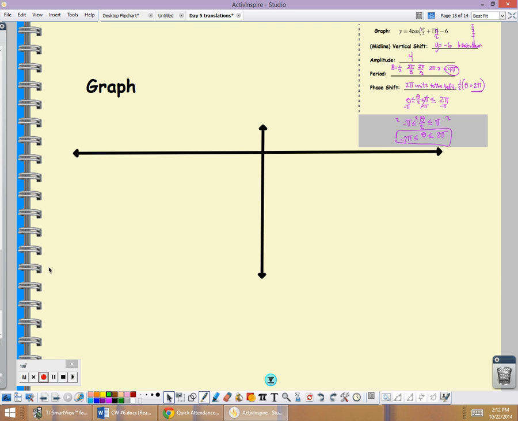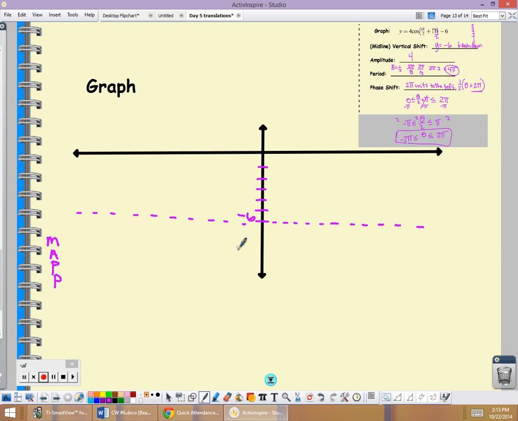So we had talked about MAPP, right? M-A-P-P. Well, not maps. There's no S. Midline. We want to start at our midline, and our midline is -6. So we're going to go down 1, 2, 3, 4, 5, 6. This is our midline. Maybe label it -6.